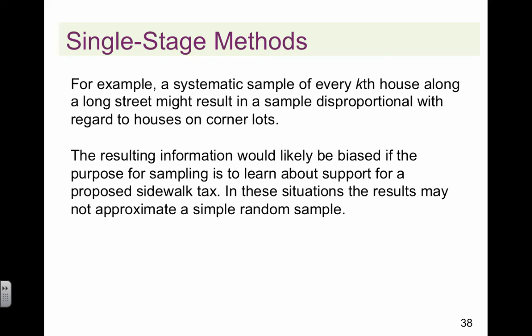So, for example, a systematic sample of every kth house along a long street. If we wanted to stop and ask every third house, that might work, except it might result in something disproportional to corner lots, because if we picked every third house, we would start with the house on the corner every time. So imagine we were asking about a sidewalk tax. As someone who owns a corner house myself, we have way more sidewalks than many of our neighbors. We can tell in the winter when we have to shovel them. So this would not be a good sample for that situation.